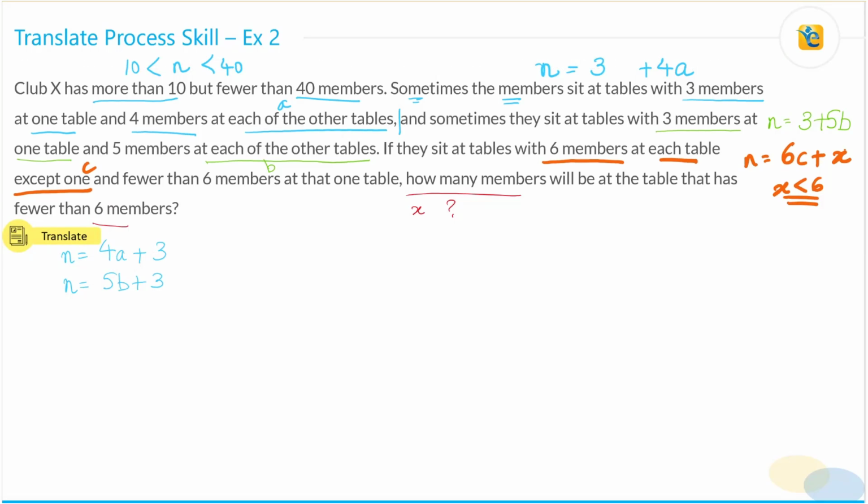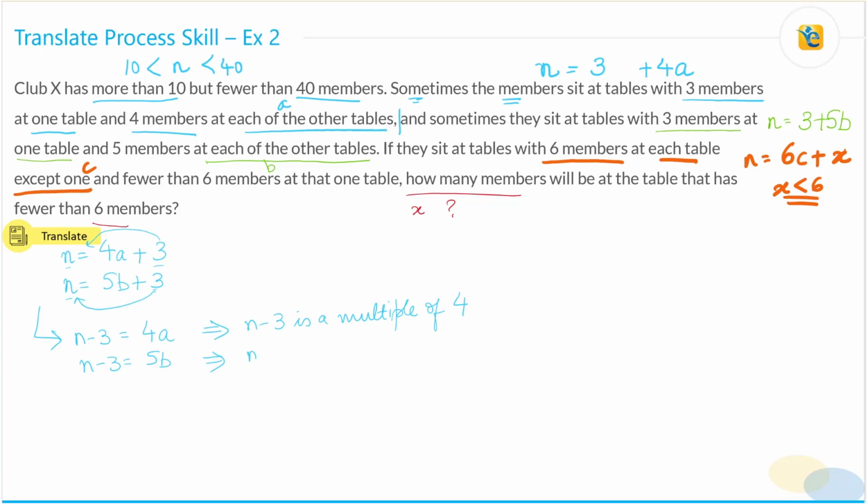Now I notice that there's n here, so both of these are n, 3 here, 3 here. Let me restructure this: n minus 3 is equal to 4a and n minus 3 is equal to 5b. All I'm doing is moving this 3 over here, moving this 3 over here. Now, what does this mean? What this means is that n minus 3 is a multiple of 4.